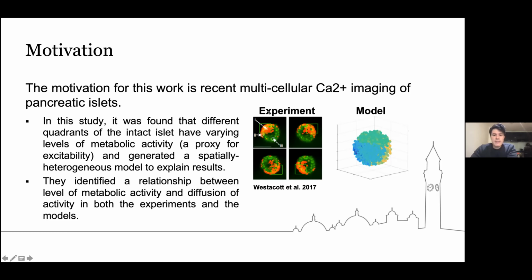So this was all experimental work, but they also put this into a mathematical model, which you can see on the right, where they took a spherical shaped islet and they took 4 sections of the islet and gave them variable metabolic activity. Each individual node was a beta cell model. And then they found that they were able to reproduce some of the experimental findings. And it was very interesting.